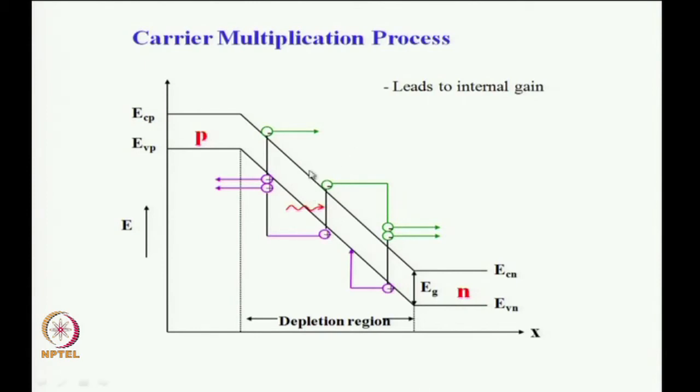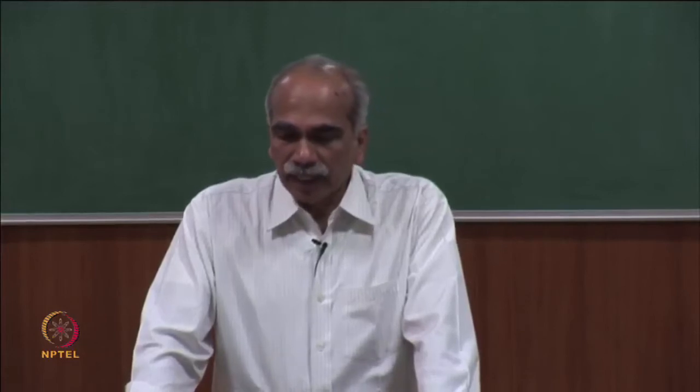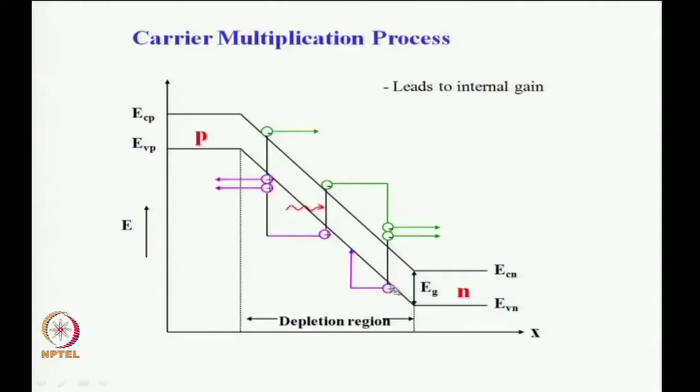So, here is the energy band diagram of the PIN structure. Because of the large reverse bias, we can see that the potential energy diagram has a large slope here in the depletion region. This is the P side, this is the N side, with the valence band energy and conduction band energy. Because of the large potential energy slope here, an incident photon generates an electron and hole pair here, a hole and electron.